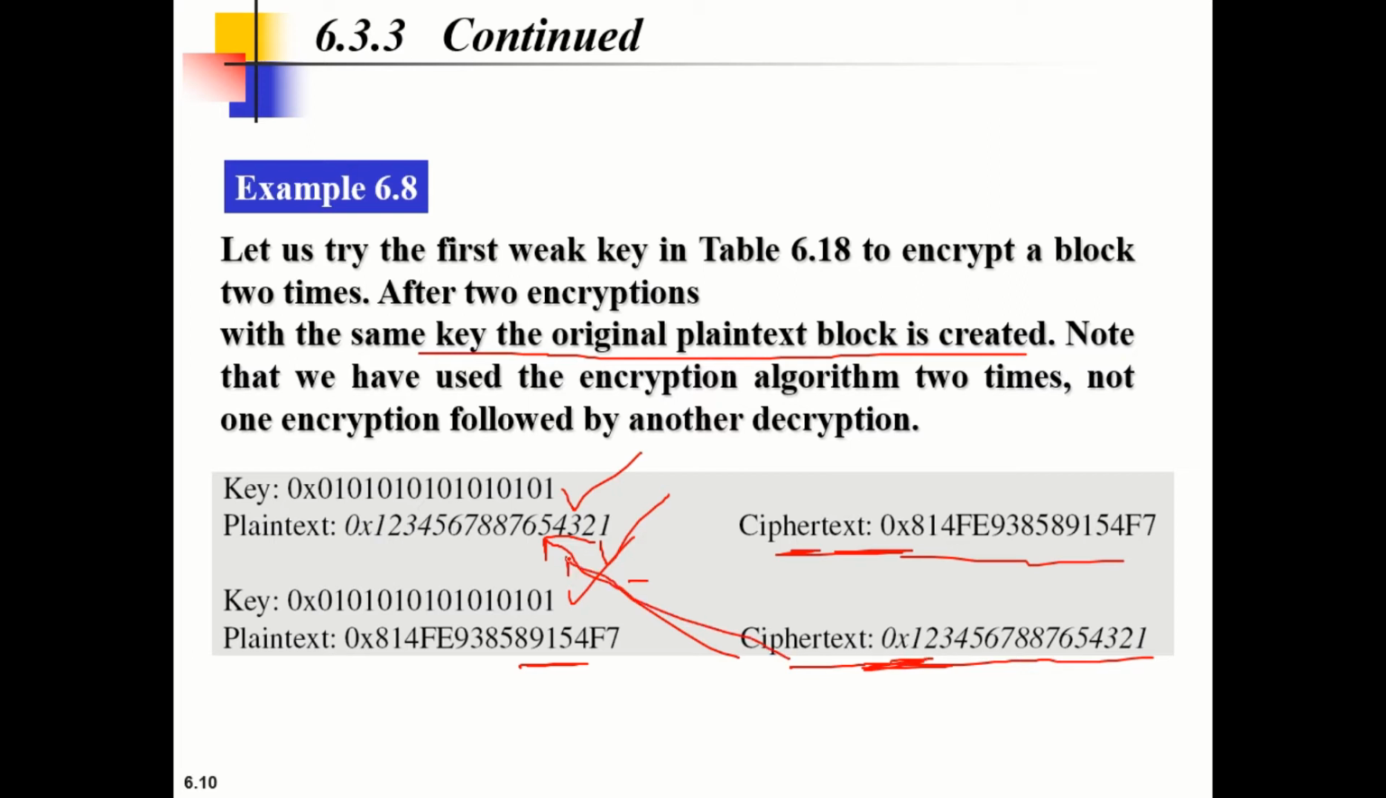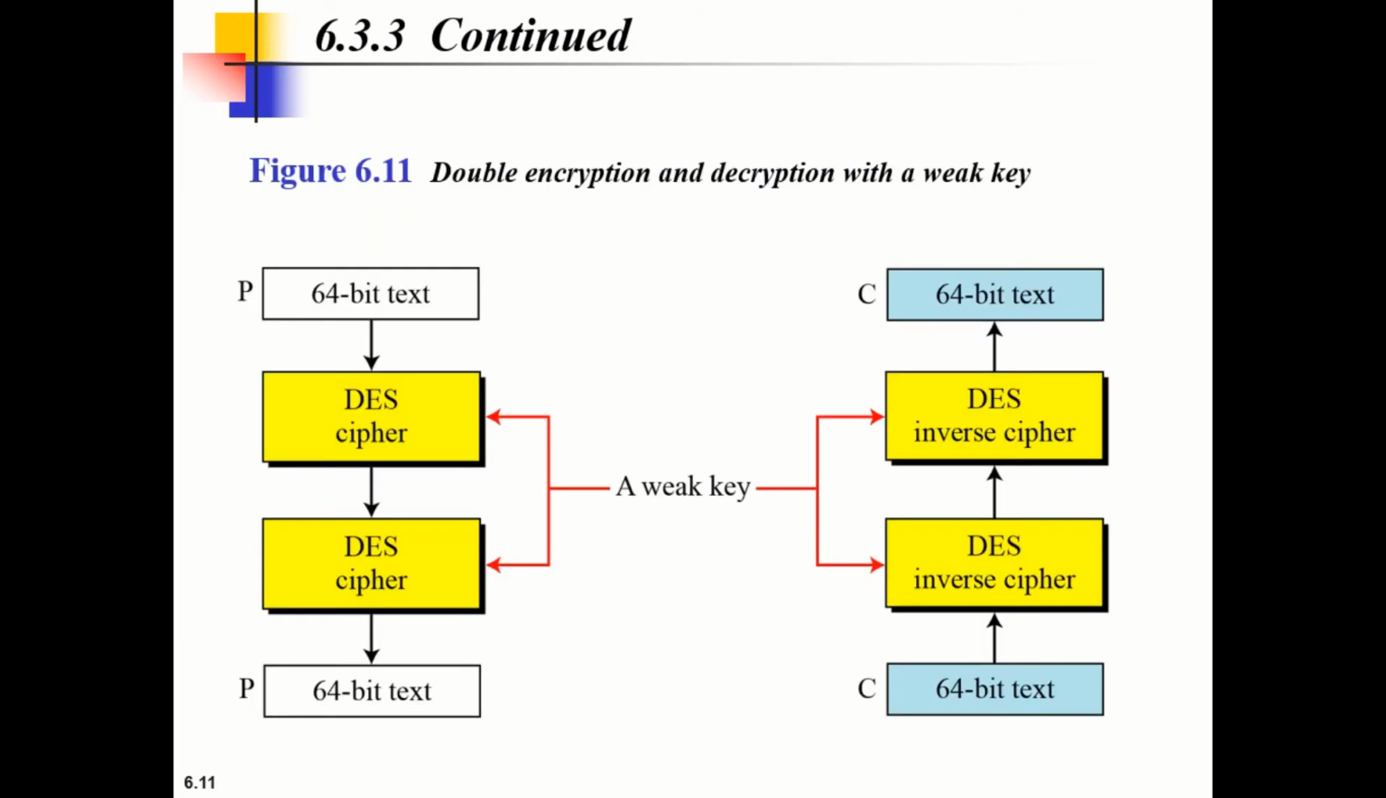So what does it mean? That means the attacker has found the right key. Okay, so it need not perform all the 16 rounds. Only after two encryptions it knows the value of the key, right? So that is the disadvantage of using weak keys. Okay, so that is the process of double encryption, which tells you the disadvantage of a weak key.